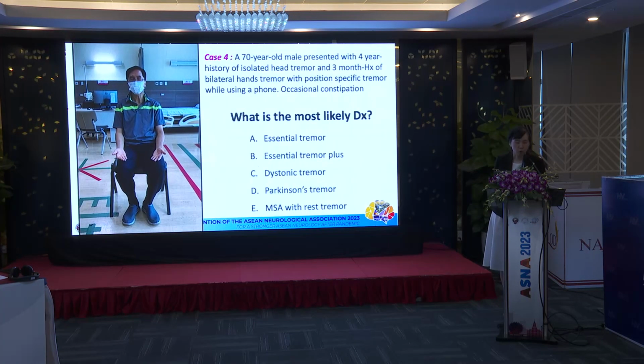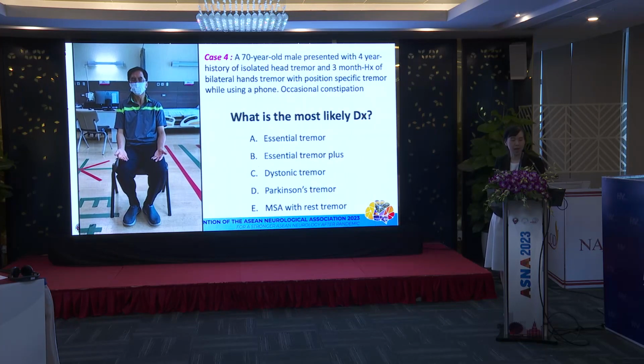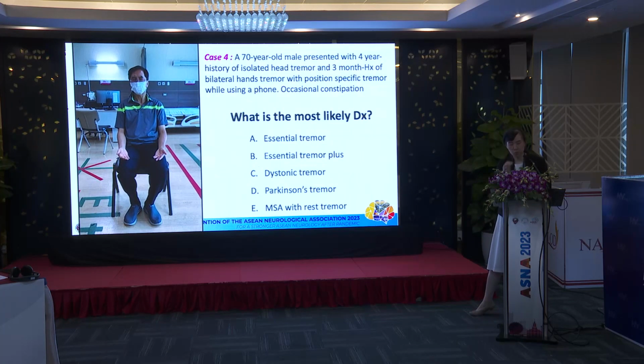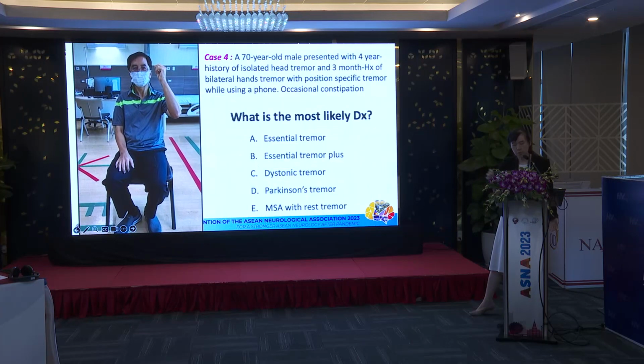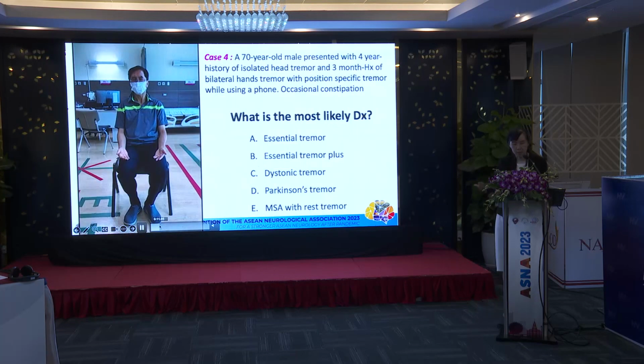Moving to case 4, this is a 70-year-old male who presented with a 4-year history of isolated head tremor and a 3-month history of bilateral hand rest tremor with a position-specific tremor while using the phone. You can see here that he has a tremor at rest. At first, this is a rotation of the wrist, and then he has a flexion-extension of the fingers, more prominently on the left side.